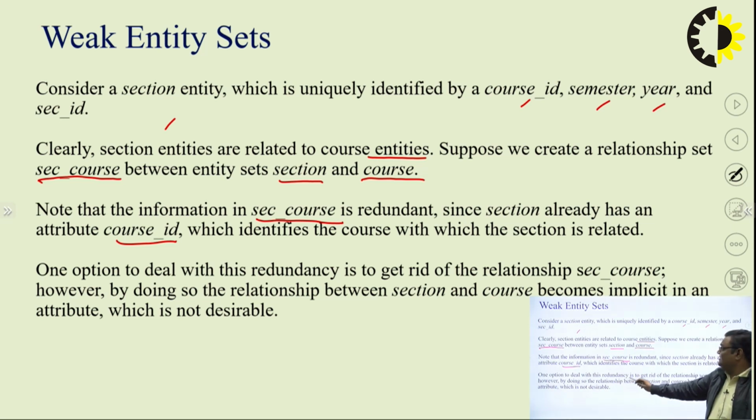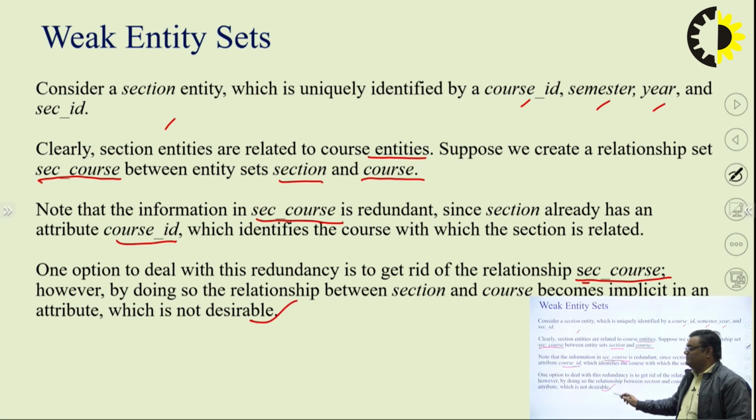One option to deal with this redundancy is to get rid of the relationship section course. If we remove section course, the duplicate attribute will be removed. However, by doing so, the relationship between section and course becomes implicit in an attribute, which is not desirable. We cannot associate both the entities, the relationship cannot be shown, it becomes implicit. So, we cannot remove the section course relationship set.